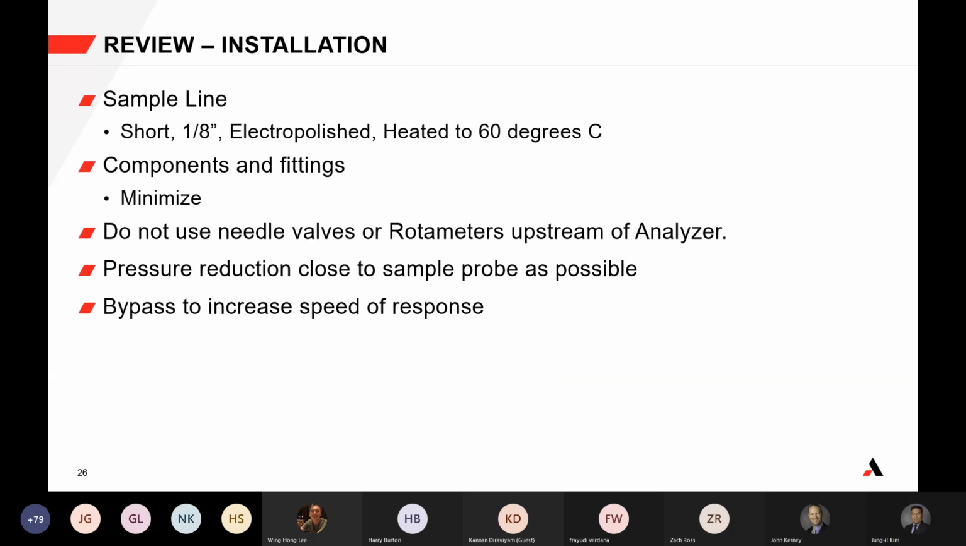Installation-wise, it's best to keep the sample line as short as possible, use 1/8-inch tubing instead of 1/4-inch tubing, electropolished, heated to 60 degrees C, with components and fittings minimized. Do not use needle valves or rotameters upstream or downstream of the analyzer, for most analyzers, I would say. And pressure reduction is best done as close to the sample probe as possible. That reduces the amount of sample volume that needs to be consumed. And then install a bypass to increase the speed of response.